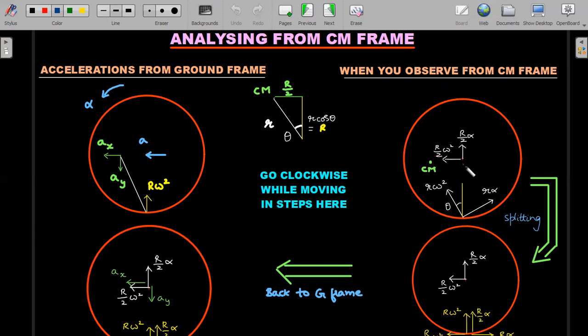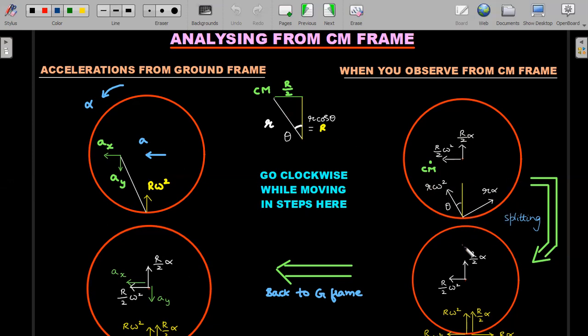With omega and alpha being the same, the centripetal acceleration of this point is R by 2 omega square towards center of mass, and R by 2 alpha is in this particular direction because of anti-clockwise alpha. Similarly, from the center of mass frame, this ICR point again will have a centripetal acceleration of small r omega square and tangential acceleration of small r alpha. Okay, now these are looking like slant vectors. So these ones, I want to split in the x and y directions using this triangle.